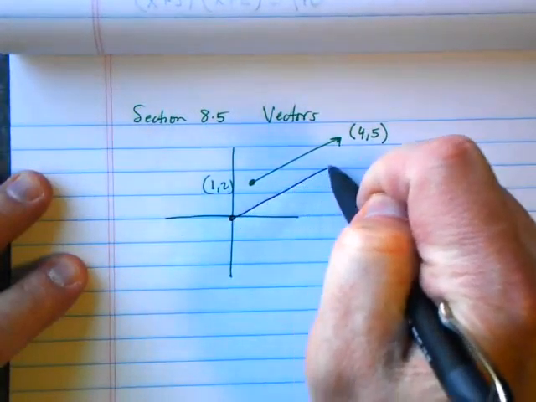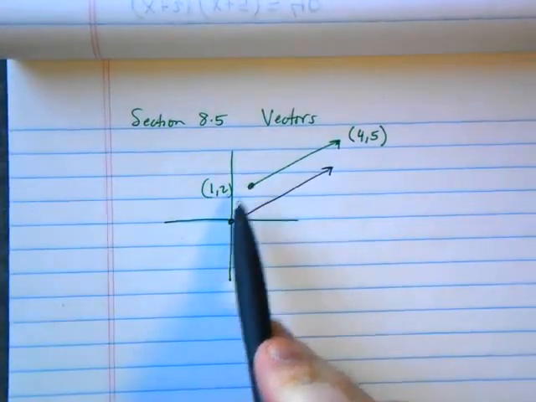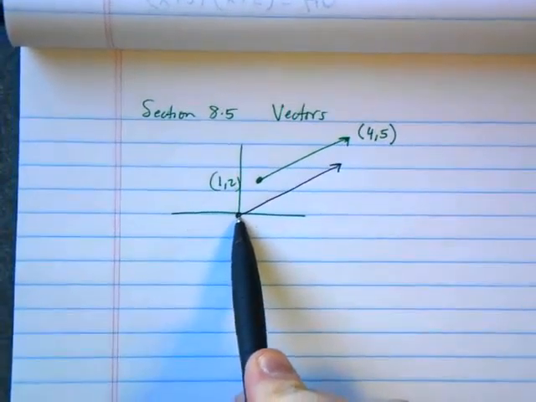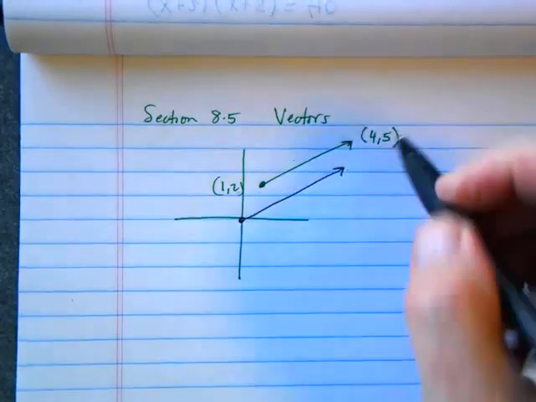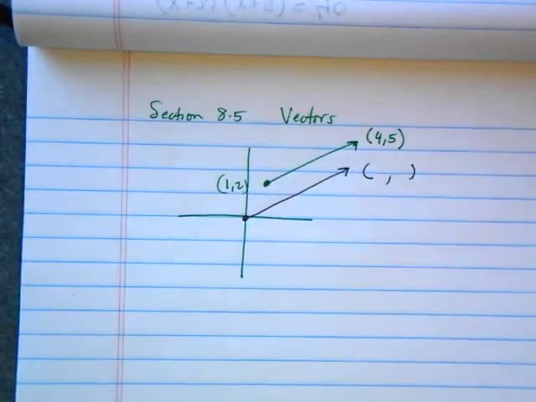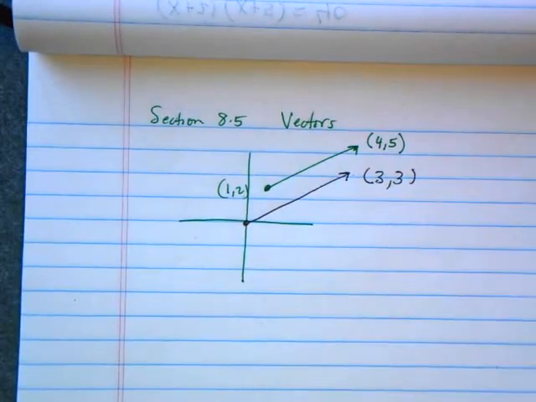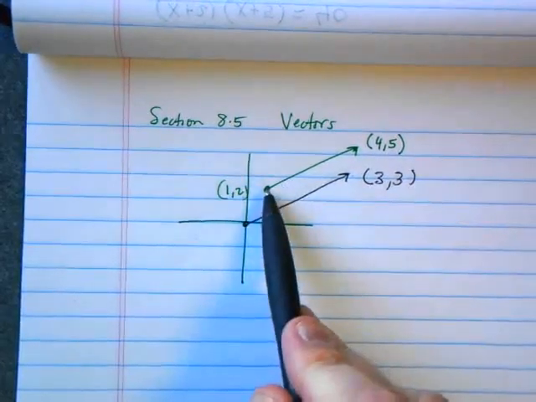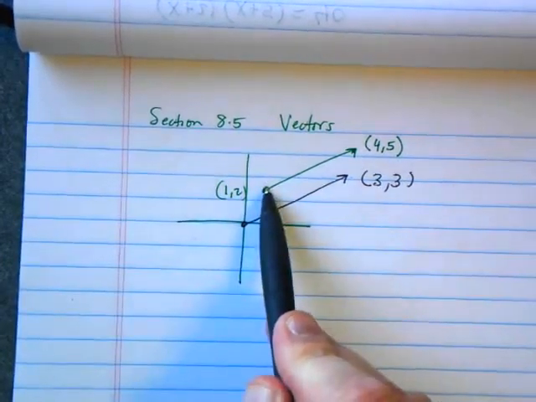If this vector used to start at 1, comma 2, and now I'm making it start at 0, comma 0, where does it end? Well, 3, comma 3. Why 3, comma 3? I have to move down 2. So if I start at 5 and I move down 2, that puts me at 3. So I have to move down 2 and left 1.